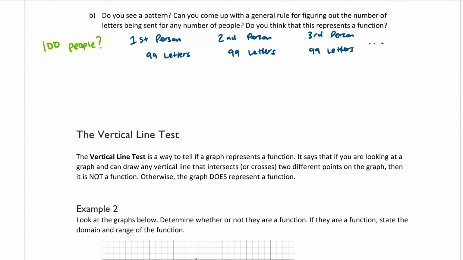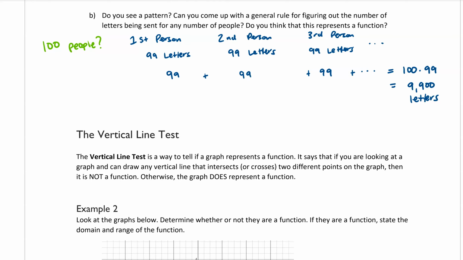Now, I'm not going to write that out a bunch of times, but essentially I want to add 99 plus 99 plus 99, and I want to do that 100 times. Thankfully, we have a way to do that in mathematics, and this essentially equals 100 times 99 because we're adding 99 100 times. And if we simplify that, 99 times 100 is 9,900 letters. So that's how many letters would be sent if we had 100 people.